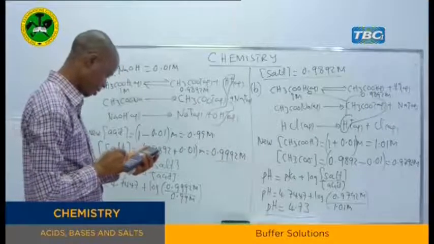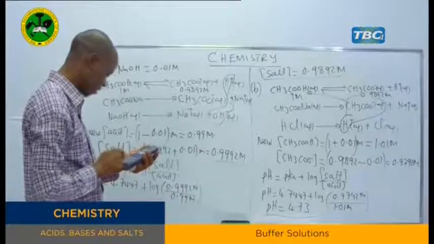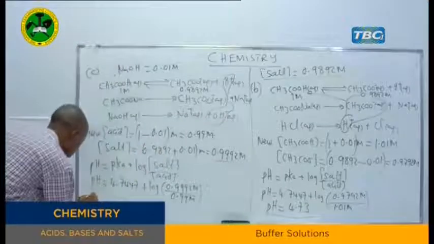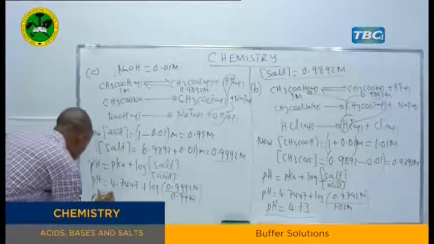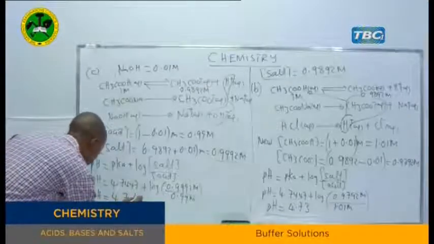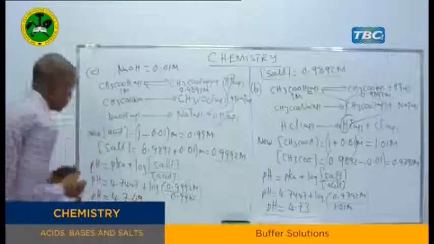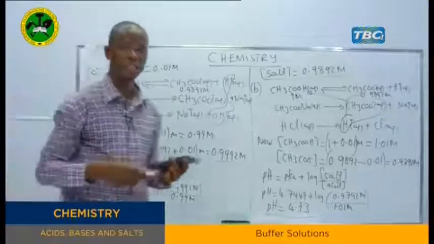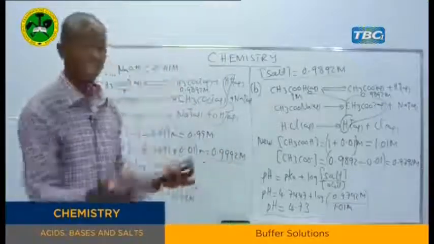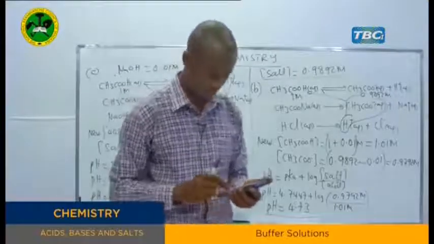Now 4.7447. Now when you use your calculator, you're going to get the pH will be equal to 4.74749. This will be the pH. There is no significant change in the pH. It's almost fairly constant. So this is how we can solve for these problems.